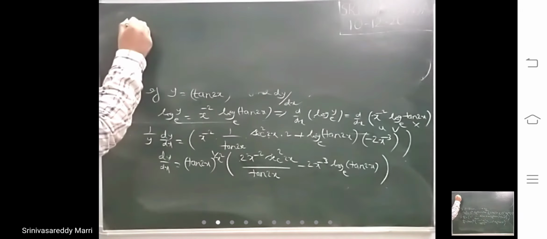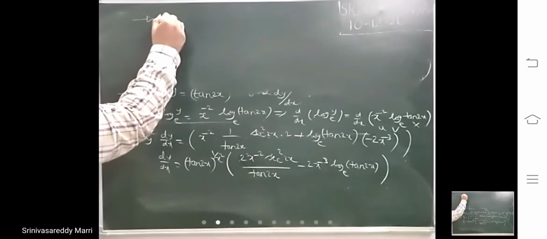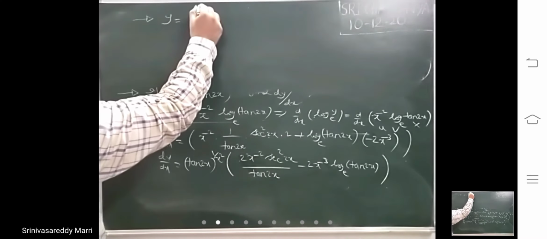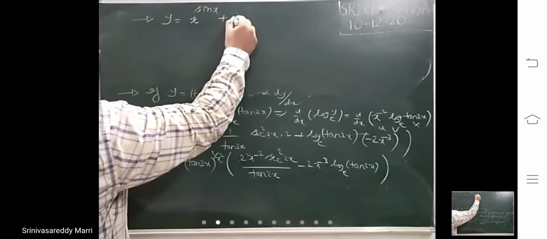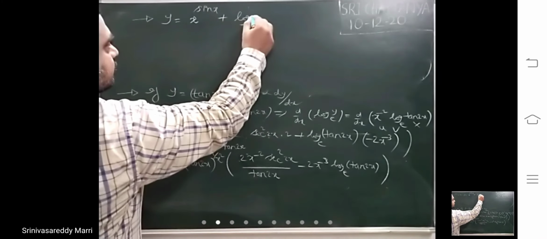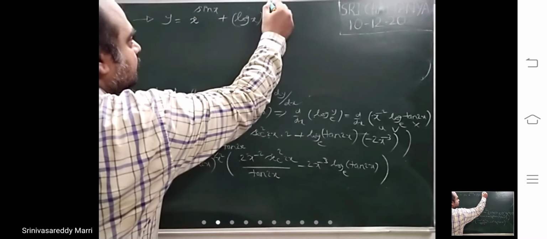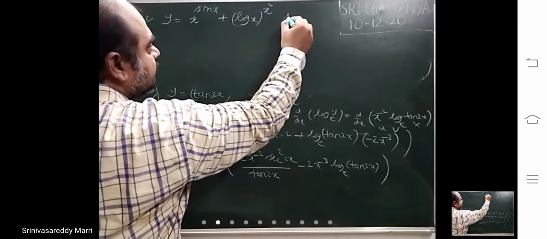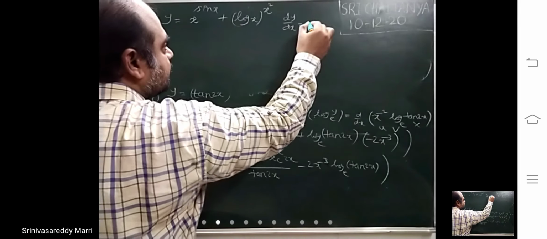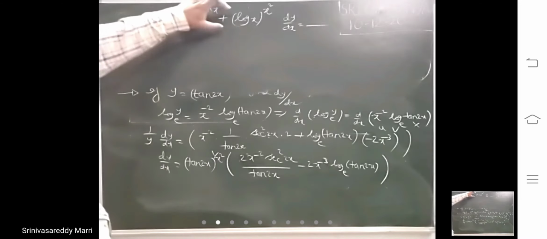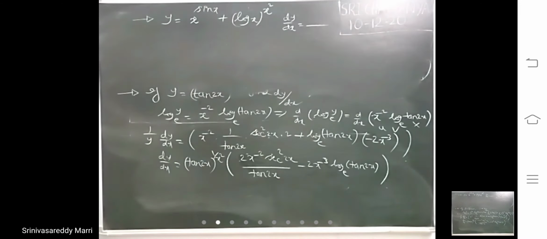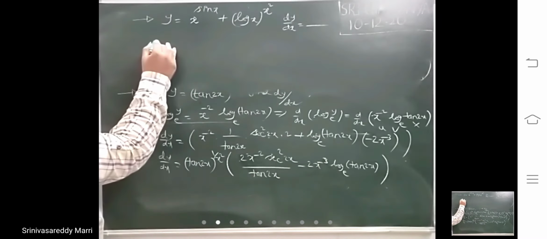In some problems, suppose you take one example: x power sin x plus (log x) to the power x square, find dy by dx equal to dash. Here two functions are there, and each is of the form f of x to the power g of x. So in this type of case, don't take the logarithm directly.